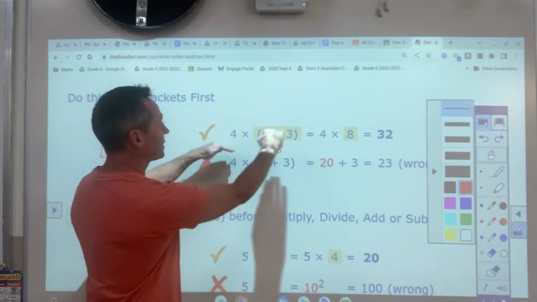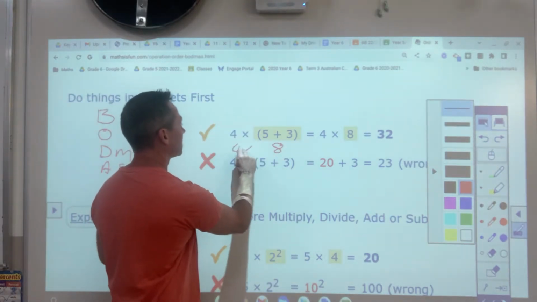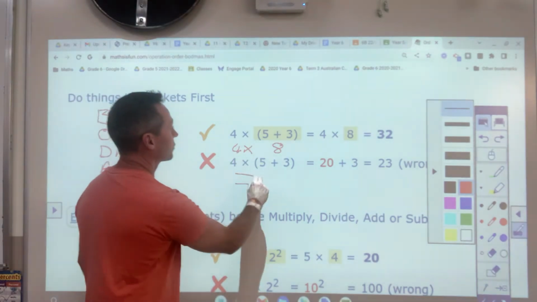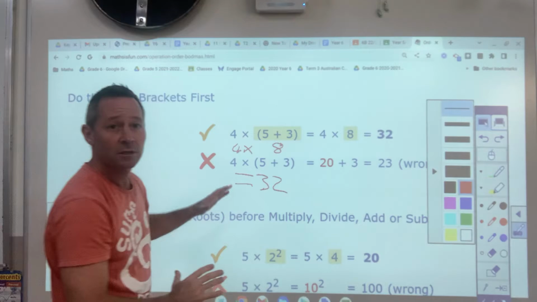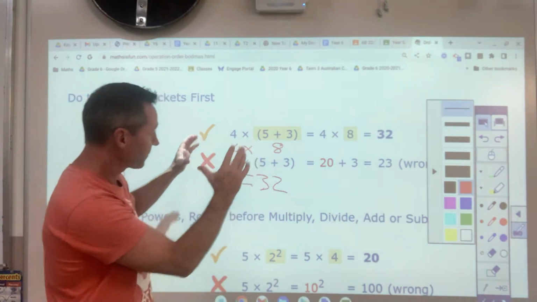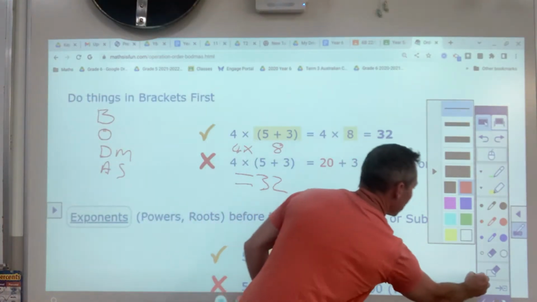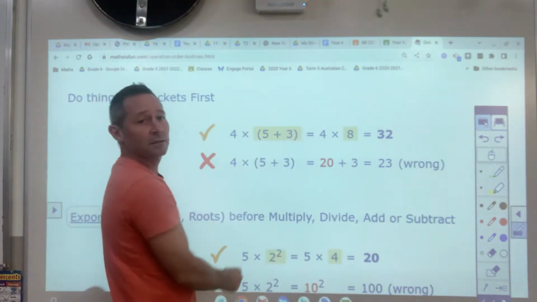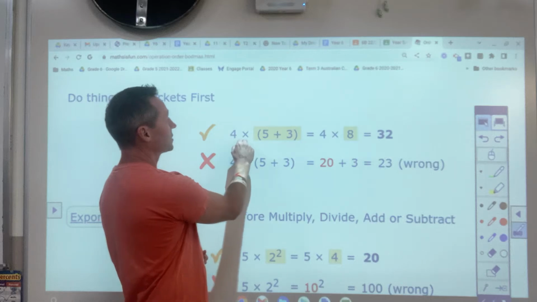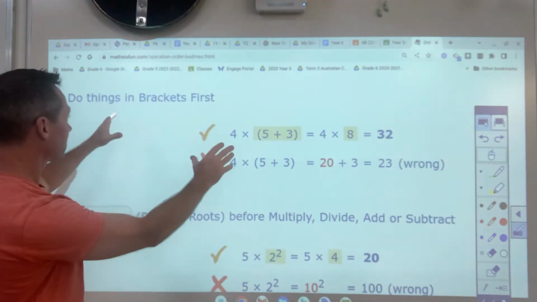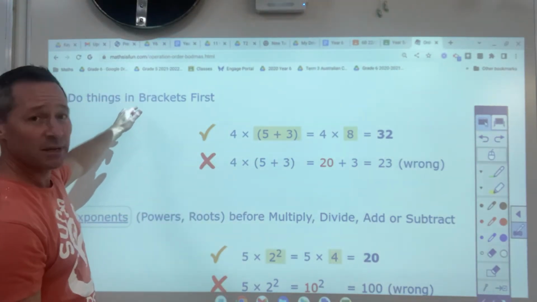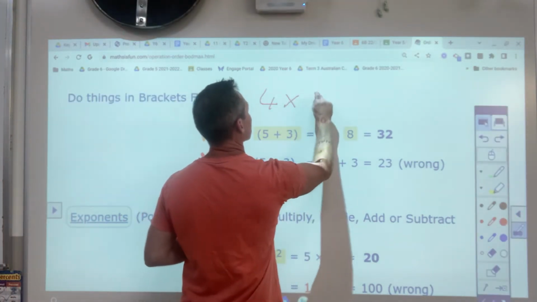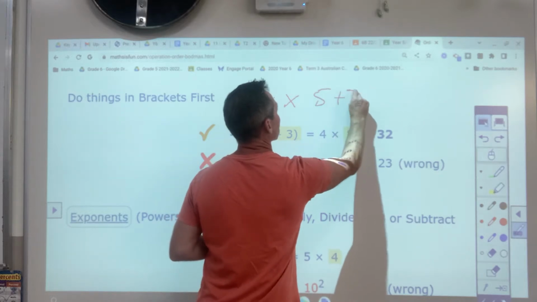Then I just bring the rest of it all down, 4 times, and underneath that I put equals. 4 times 8 equals 32. That's if there were brackets. Now, if there were no brackets, here you would actually do 4 times 5, because if there were no brackets, think of BODMAS, it would actually look like this, 4 times 5 plus 3.